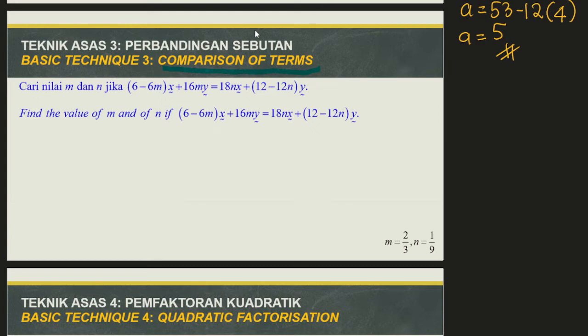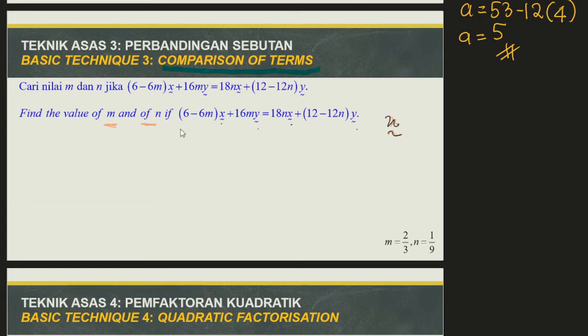Let's look at the question. Find the value of M. Cari nilai M dan N jika. Whenever you see this squiggle line at the bottom, that means this one is for vector. So that means here you have vector X and vector Y. Here you have vector X, vector Y. Now, they ask us to find M and N.